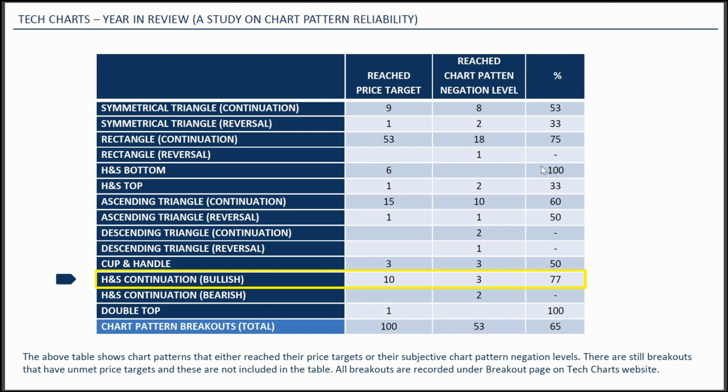And the reason head and shoulder continuation chart patterns have a better success rate is that usually those are longer term duration. So the longer the chart pattern, the stronger the breakout and the more steady uptrend that follows after that breakout.